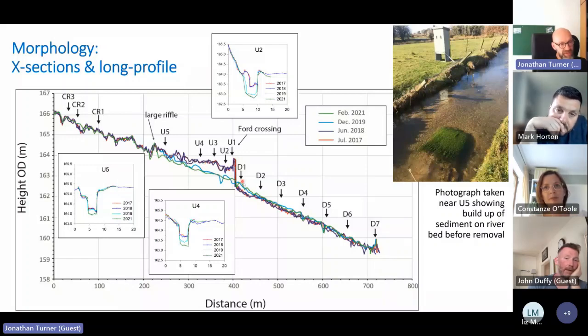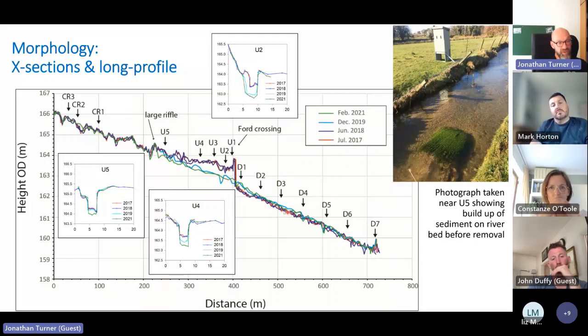And then downstream, you can see the slope of the bed slightly undulating, as you might expect in a river, but not a significant variation in gradient. Following the barrier removal, we did surveys in December 2019 and then in February 2021, and you can see a marked difference in the gradient, and actually quite a rapid return of the gradient to something not dissimilar from what you see downstream of the structure. Essentially all of this material has been removed.